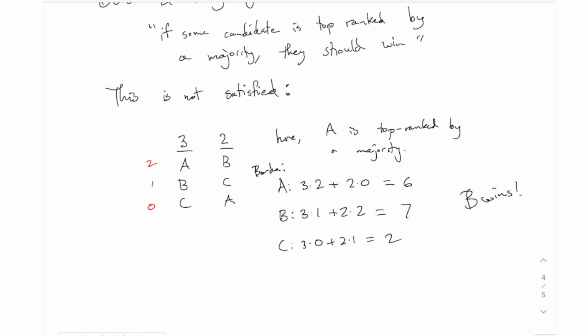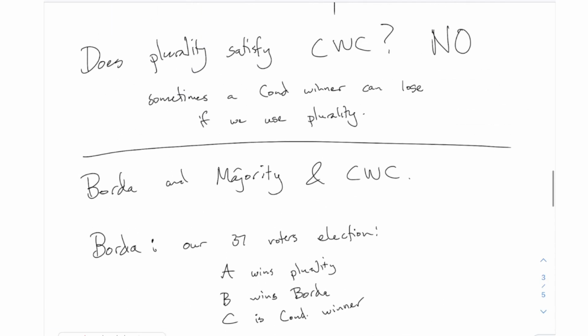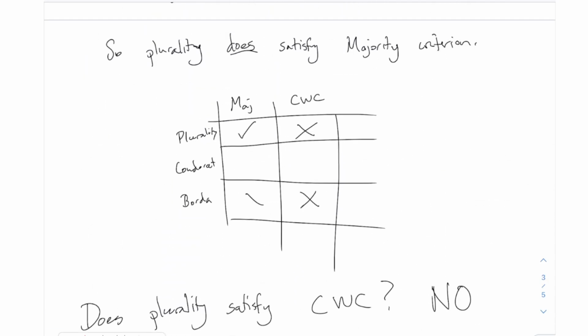All right. So the conclusion is the Borda does not even satisfy the majority. This is a big kind of bad thing about the Borda. It does not satisfy the majority.